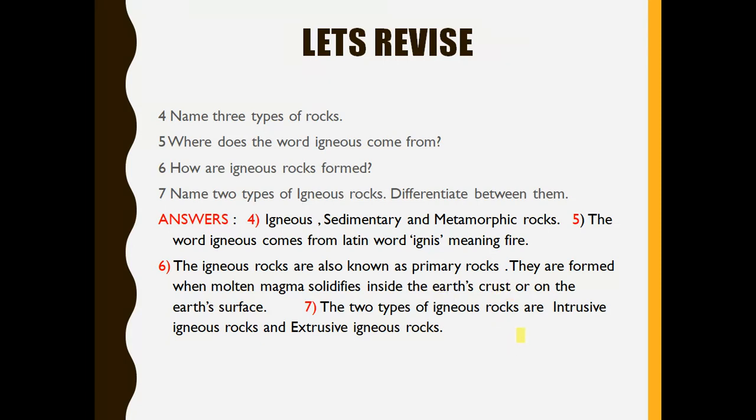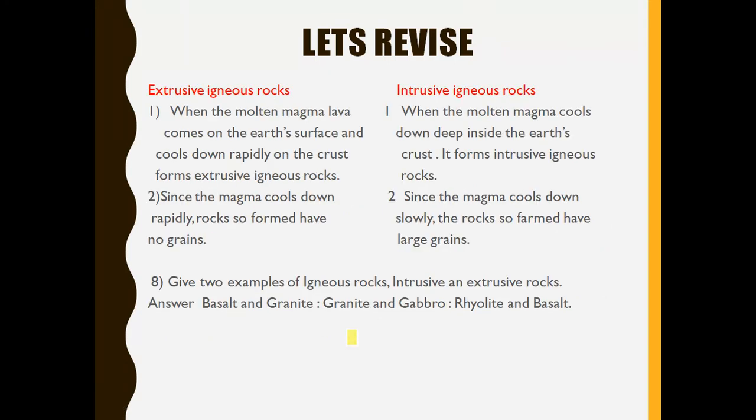Now, two types of igneous rocks are intrusive igneous rocks and extrusive igneous rocks. Now, what is the difference? See, extrusive, as the name says, exterior, bahar. When the molten magma lava comes rapidly on the Earth's surface, it cools down rapidly on the crust and it forms the extrusive igneous rocks.